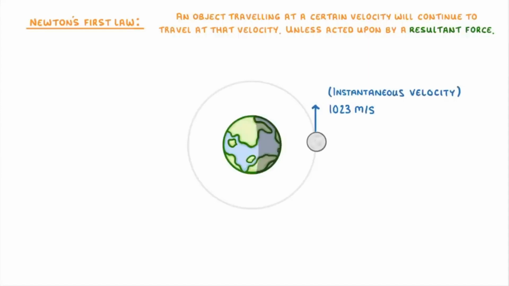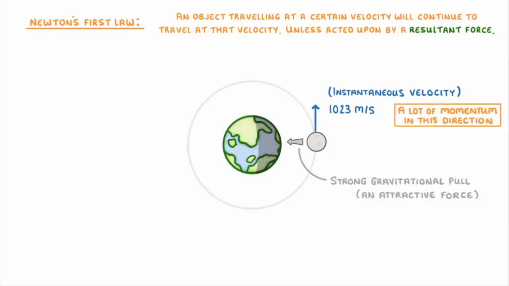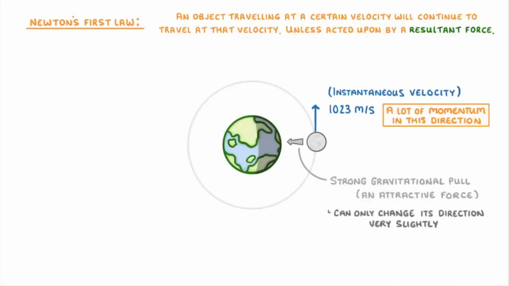However, because the Earth is so massive and relatively close to the Moon, it exerts a strong gravitational pull, which is felt as an attractive force towards the Earth. Because the Moon is quite big and travelling very fast, it has a lot of momentum in this forward direction. And so the gravitational force isn't strong enough to completely pull it in towards the Earth. It can only change its direction very slightly. As the Earth is always applying this gravitational force though, it's always changing the Moon's direction. So in practice, this means that the Moon is basically always orbiting around the Earth.